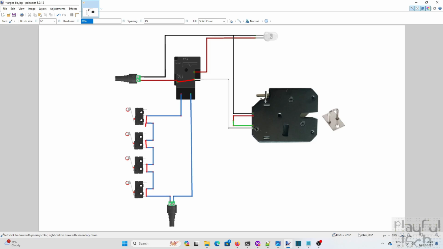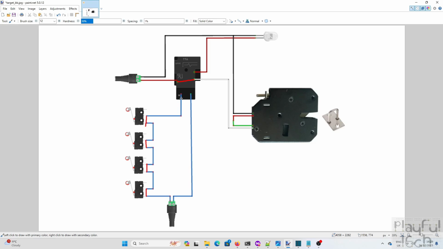Now, it's important to note that both the maglock and the lights on the front run at 12 volts, and that means they can share the same power supply here. If you're using a 12 volt relay, as I am, you can actually use that same power supply for the control circuit as well. And so all the components on the board are now running from a single power supply.